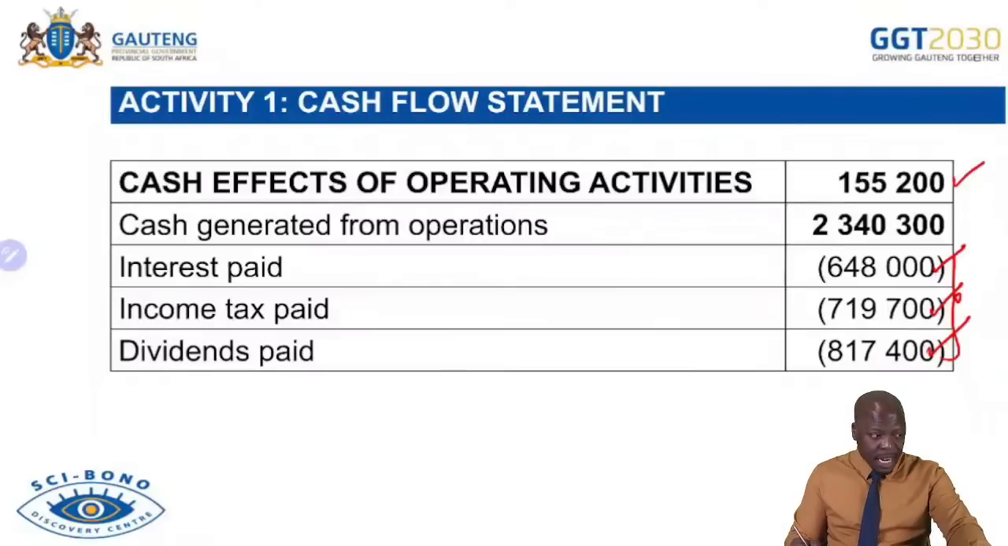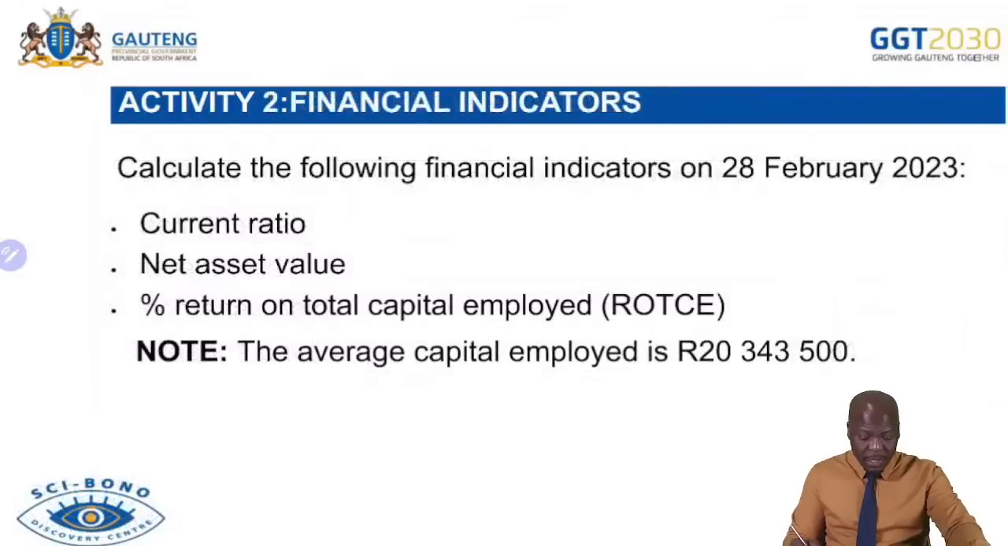The next aspect now is the next part of this question, which is activity number 2. Activity number 2 says, calculate the following financial indicators on 28 February 2023.